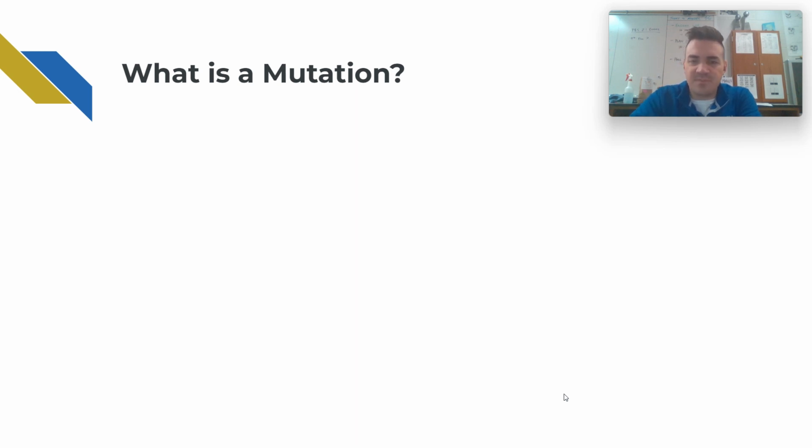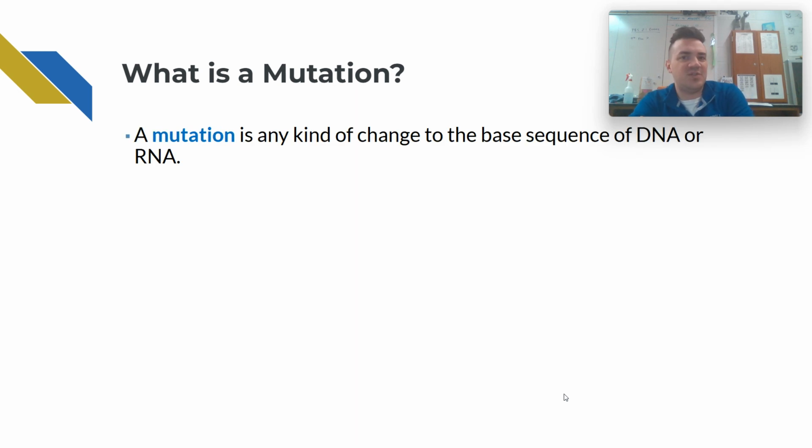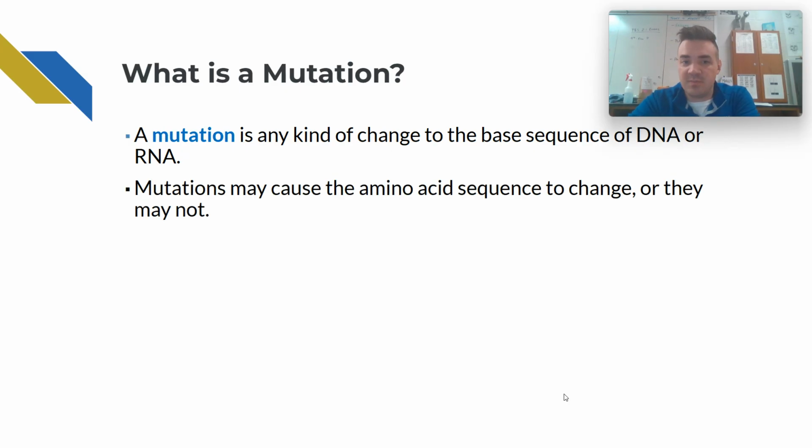Mutations. Let's talk about them. So first of all, what is a mutation? A mutation is just any change to DNA or RNA. Anything that's going to affect that sequence of bases, those A's, T's, C's, G's, or U's, we call that a mutation. Doesn't matter how big, doesn't matter how small.